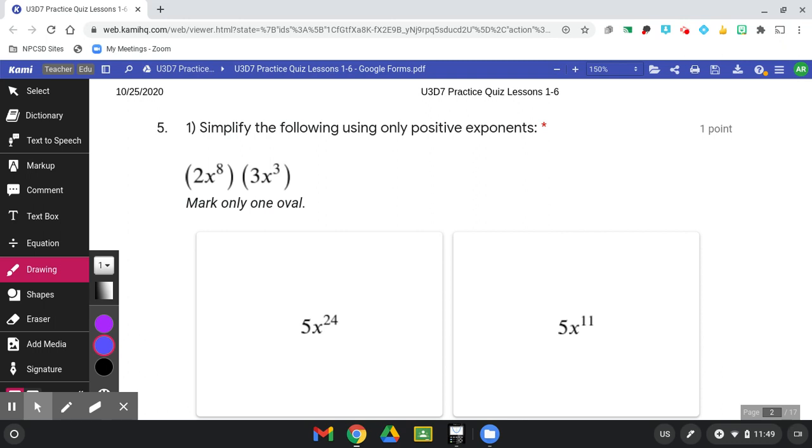Okay, so we're going to go over the practice quiz, and feel free to fast forward through the answer key, so that you can just get the ones that you got wrong explained. Okay, so here we go.